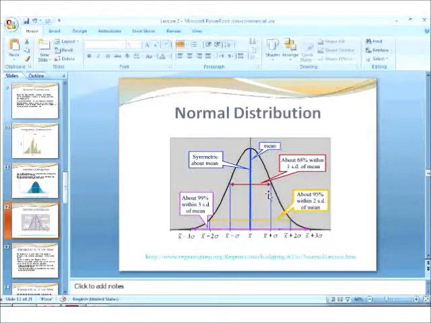Again, it's called a bell curve. This is more commonly known as a bell-curve shape, and you see the bell-curve shape here. So that is how we define the normal distribution of the data set. Is it clear now?